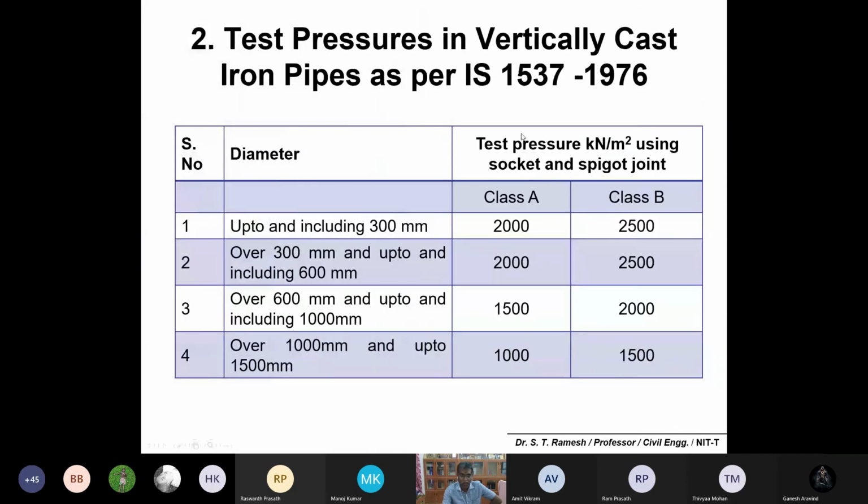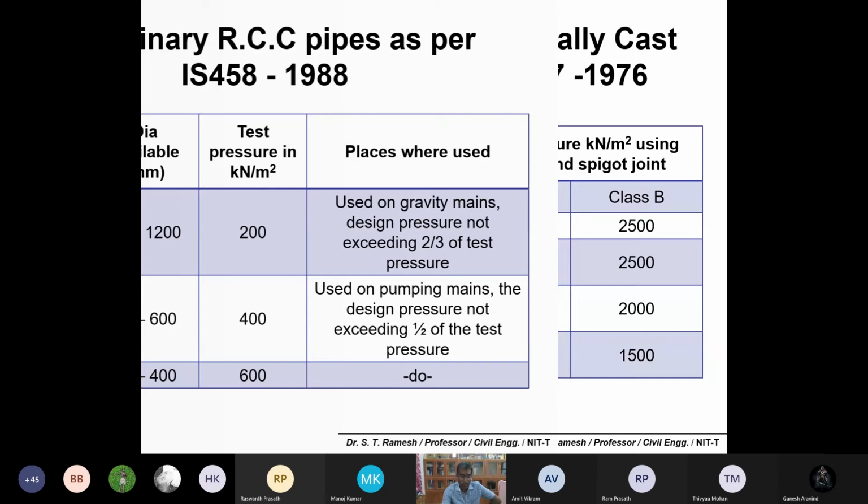And these are test pressures. After laying, you also have to test the pipelines against pressure. So please remember these are the test pressures of CI pipes as per IS 1537 1976. You can remember what the diameter could be and what the test pressure range could be. That means these pipes will withstand this much pressure, including joints.